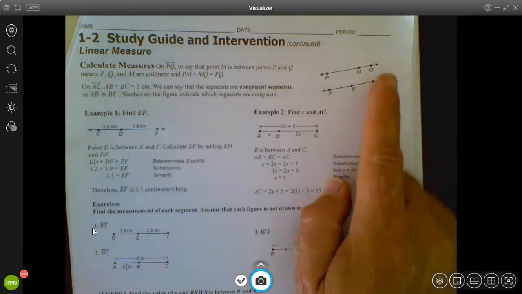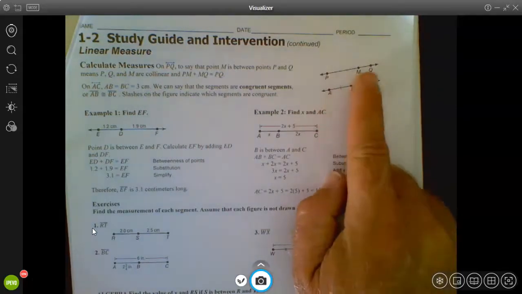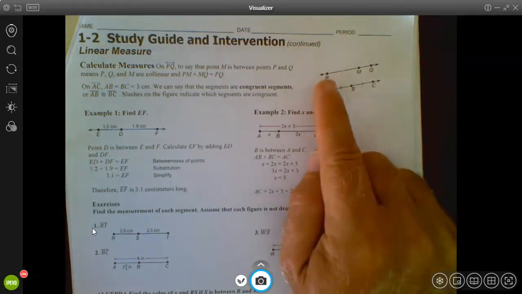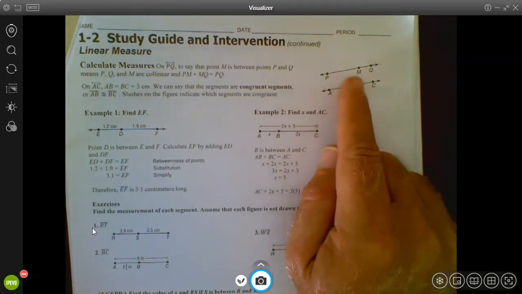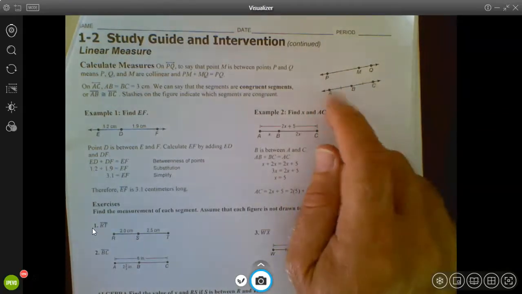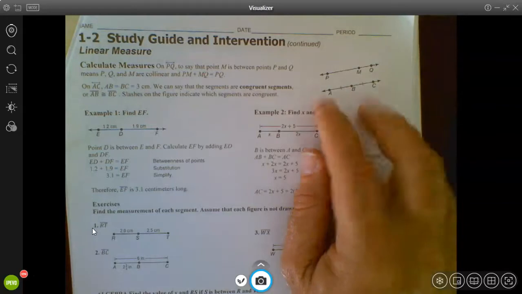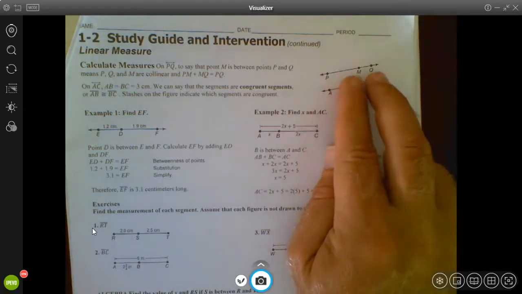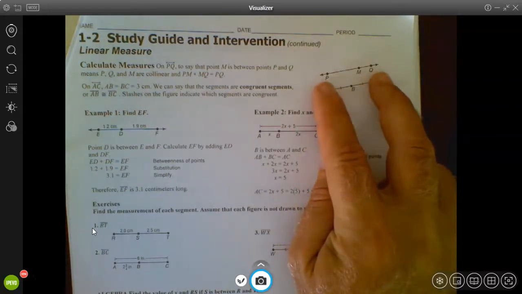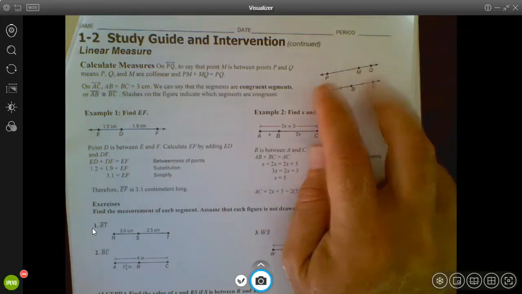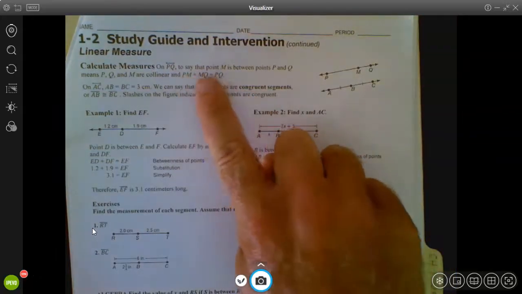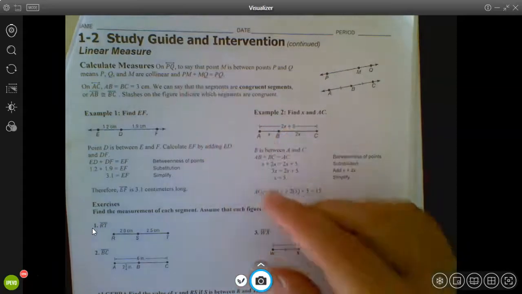So if you were to look at this one over here on the right, you can see there is a segment PM, there is a segment MQ. If we put both of those together, we get the whole thing, which is segment PQ, right? So if I add this one plus this one, I get the whole thing, which is PQ. So this is the equation, the model that we want to use to set these up.